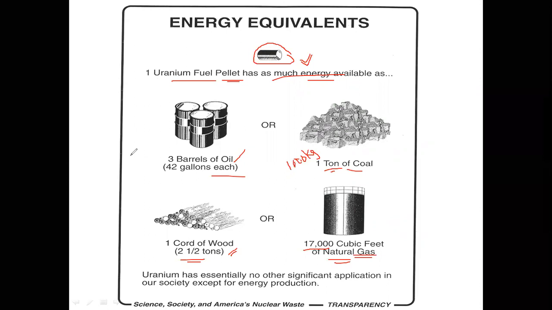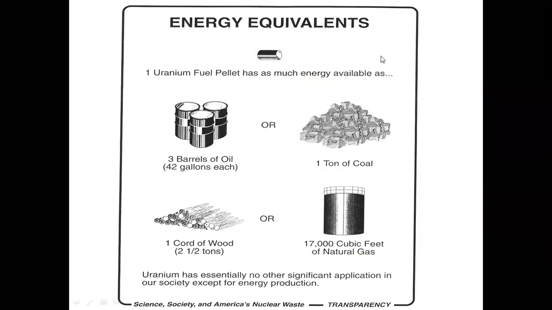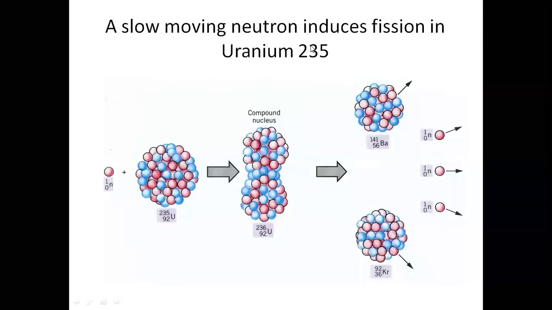Just using a little bit of fuel, we can generate an enormous amount of energy. But the major drawback of the nuclear power plant is pollution of the environment in the form of radioactive substances. In the nuclear power plant, a slow-moving neutron induces the fission process. Nuclear fission means the splitting of a heavy nucleus into two or more small nuclei.